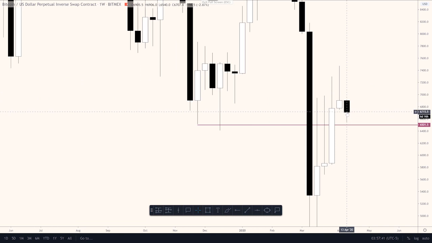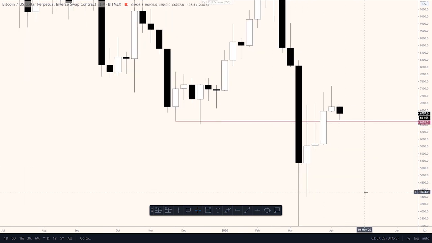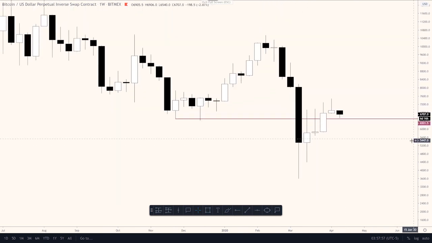I'm expecting now for us to start expanding towards the high of the previous week, because it's only Monday right now. But at the time of this recording, it's about 4 a.m. on Monday morning. So again, we have this move under these lows.